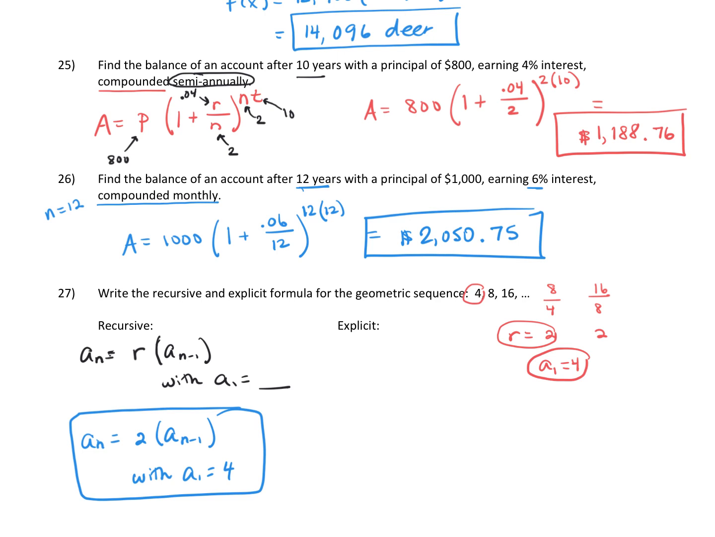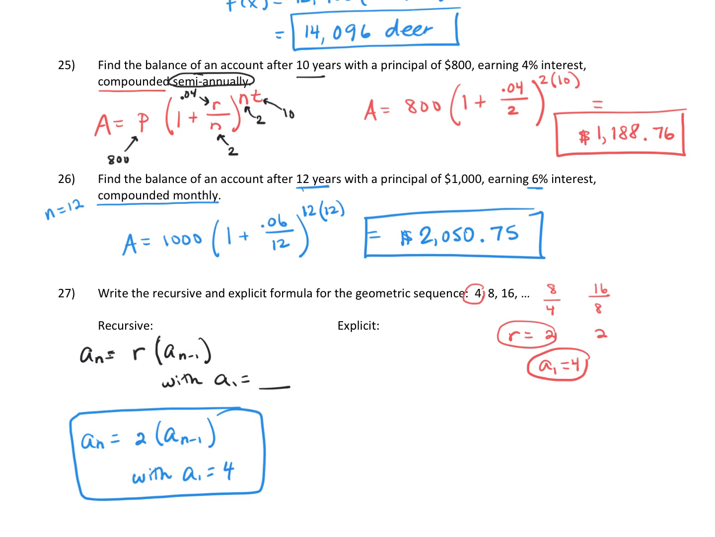Limitations to a recursive formula. If I needed the 50th term of this sequence, I can only find it by using the 49th term, by using the previous term. I can only get the 49th term by using the 48th term. So in a recursive formula, you can't jump ahead to find a specific term. You have to build from the beginning.